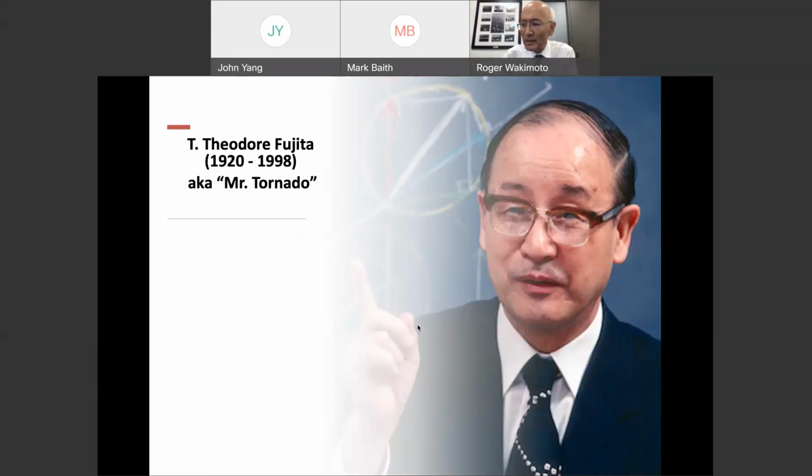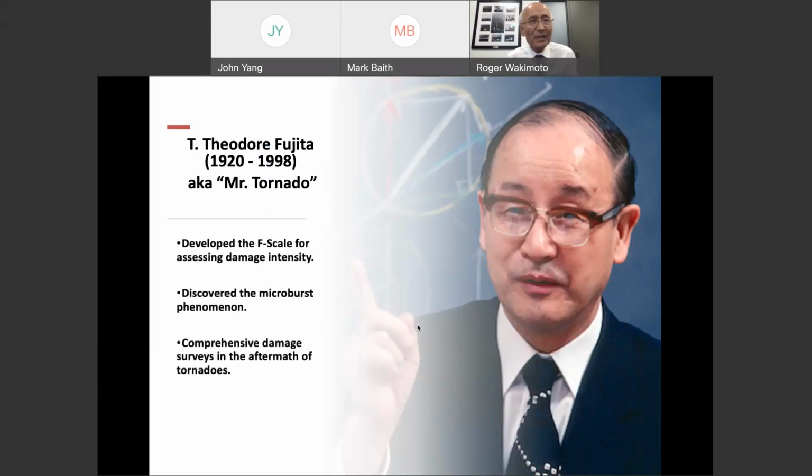cycloidal debris swaths. And I can't introduce this subject without first talking about Ted Fujita, famous tornado researcher. He was often referred to as Mr. Tornado for two reasons. One is because he contributed so much to tornado research, but it also describes, for those of you who knew him, his personality. He was just this whirlwind of activity.